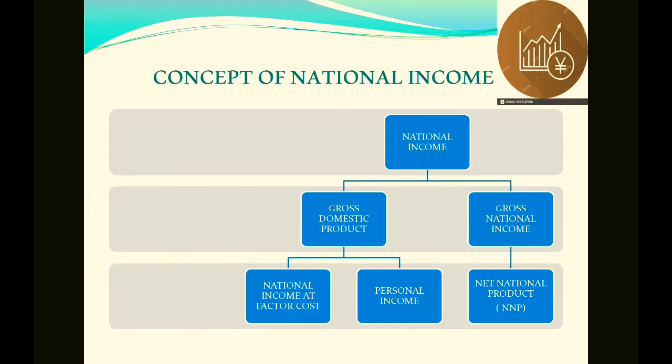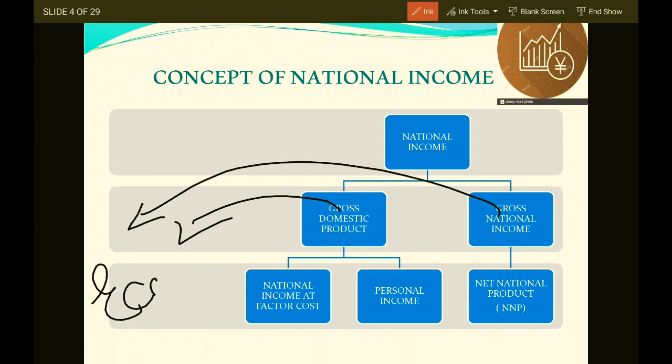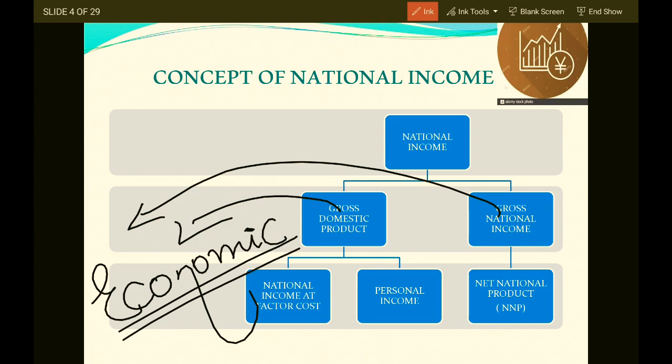So basically, GDP and GNP are part of national income. Both are indicators of the economic soundness of a country, how the country is economically functioning, and what is the condition of production of goods and services. GDP is classified into national income and cost factor and personal income, and GNP, gross national product, is classified into net national product.